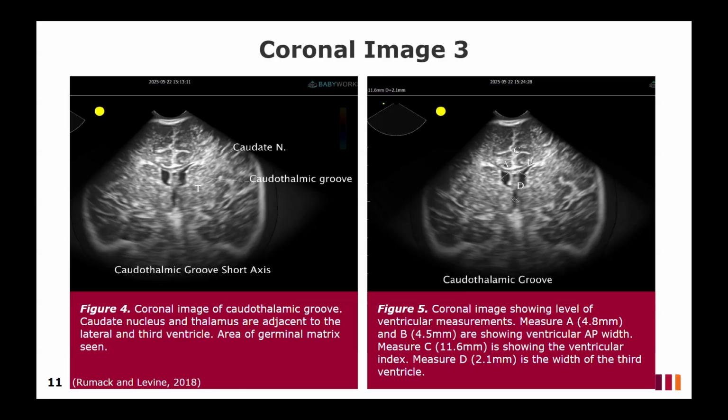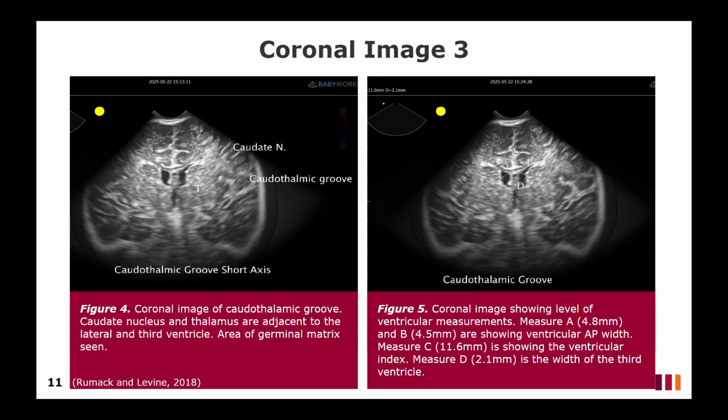Going more posterior, we have the area of the caudothalamic groove and short axis. This is where the germinal matrix is found, which is an important area to image when hemorrhage is suspected. As sonographers, we carefully assess symmetry between the ventricles here. Measurements are taken at this level.